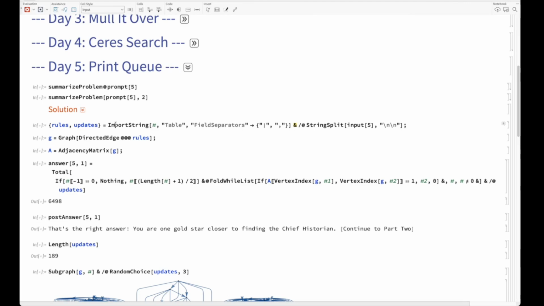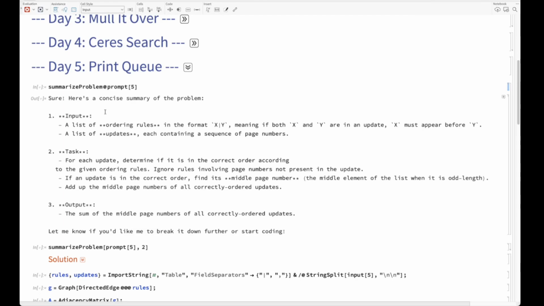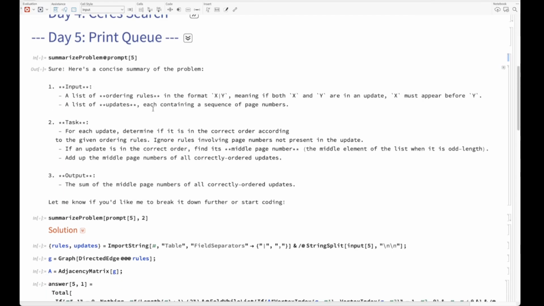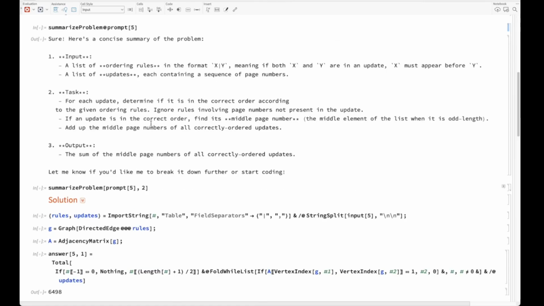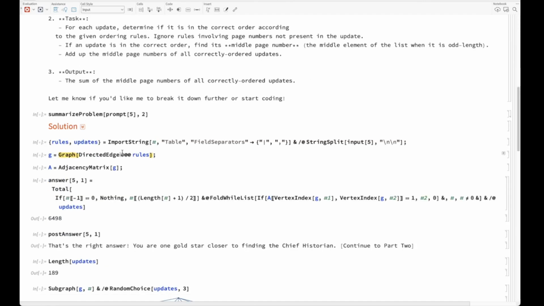But okay, we're going to start from day 5. So what was the problem? As before, we already have some summarization done with an LLM. Maybe it will help me remind myself. So it's some kind of graph problem, right? We have a list of rules and a list of updates. Rules define updates. From the rules, we can construct the graph.